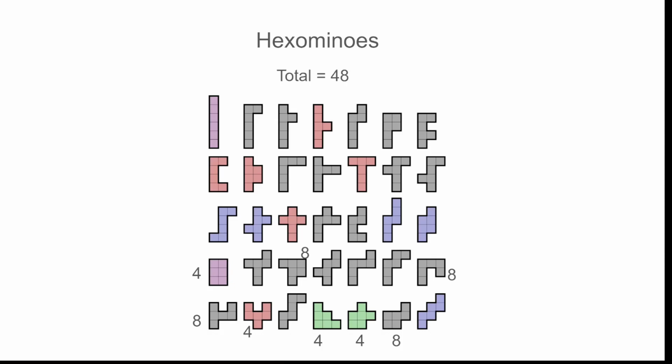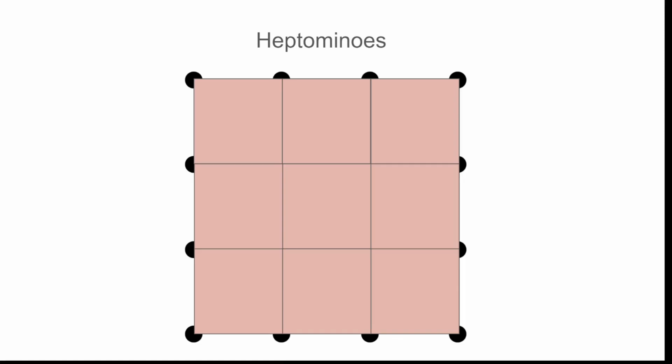Now, you're going to end up with 48 spots. Now, for heptamonos, that's 7 squares. I'm going to shift gears. I don't think it makes sense anymore to count. Maybe this didn't make sense for hexamonos either, but I think it kind of did still.